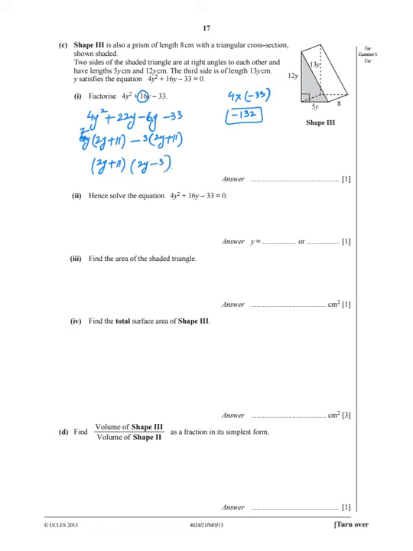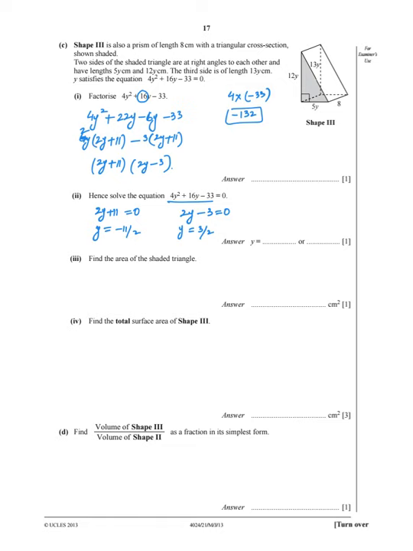In the next part, it says solve the equation. So we have factorized the equation in the first part. Now the answers of this part are 2y plus 11 equals 0 and 2y minus 3 equals 0. So y equals minus 11 upon 2 and y equals 3 divided by 2.